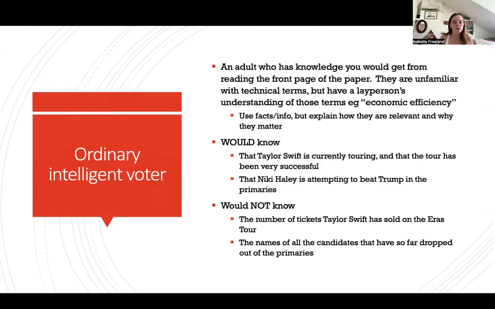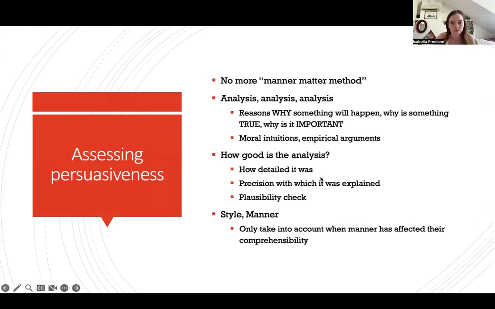Republican candidate. The things they wouldn't know is the number of tickets that Taylor Swift has sold on the Eras Tour and how many cities she's playing in. Similarly, they wouldn't know the names of every candidate that has dropped out of the primary so far. So they would know that Nikki Haley was the last person standing. They would know that she's now dropped out, but they wouldn't be able to list off all the other people who had dropped out up until that point.